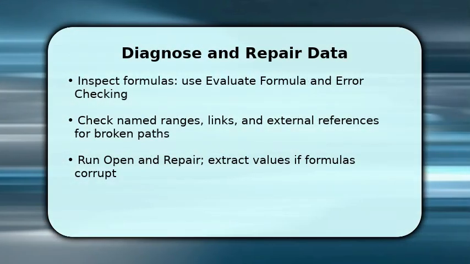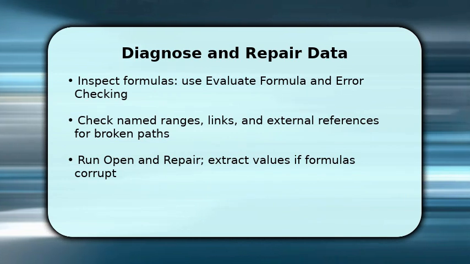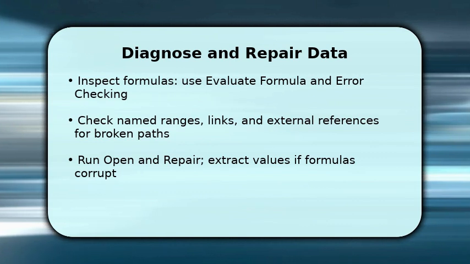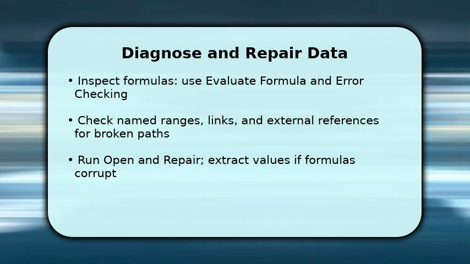You now focus on the workbook internals. Start by using evaluate formula and error checking to find circular refs and #REF errors, then examine named ranges and external links for broken paths that throw errors. If formulas appear corrupt, open the file with Open and Repair and choose Extract Data to recover values. Once recovered, replace volatile functions with static values if needed and rebuild critical formulas step by step to ensure stability before moving to final cleanup.